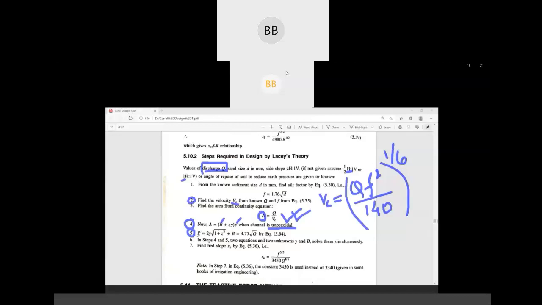So that is why in the next step again we are going to consider the wetted perimeter equation of a trapezoidal channel, that is equal to twice y root over 1 plus z square plus b. What Lacey said, we can also find out the wetted perimeter by this equation: wetted perimeter is equal to 4.75 root over q.